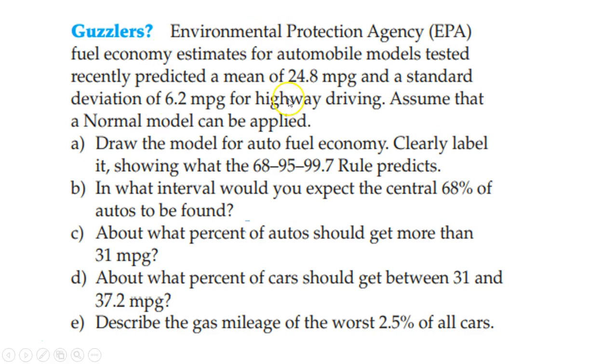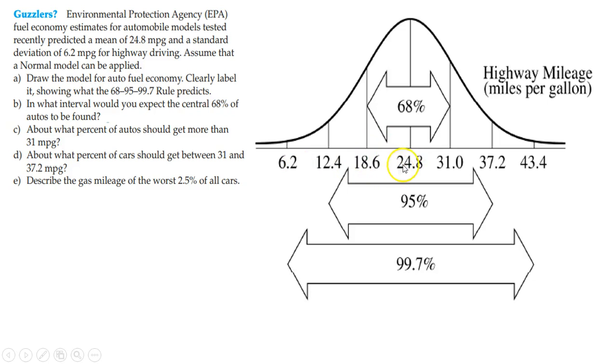So the point is, that's the middle. I would go up one standard deviation, then another, and then another. I would also go down a standard deviation, another, and label them with the 68-95-99.7 rule, which is what this is. So I added 6.2, 6.2, 6.2, and subtracted 6.2, 6.2, 6.2 to get what my model is.